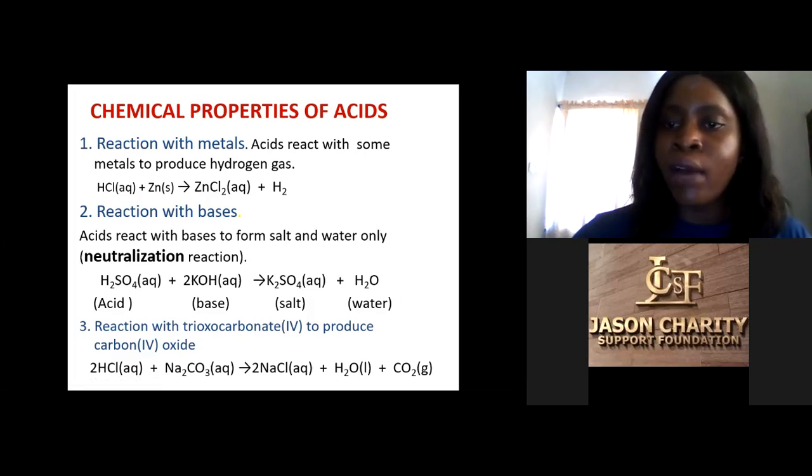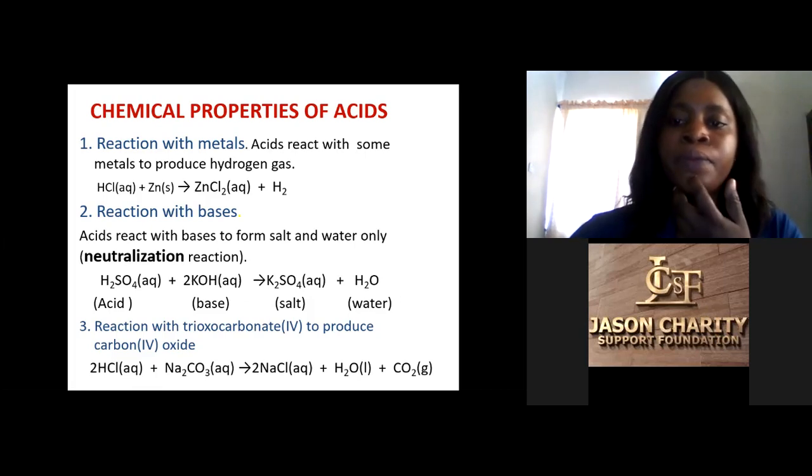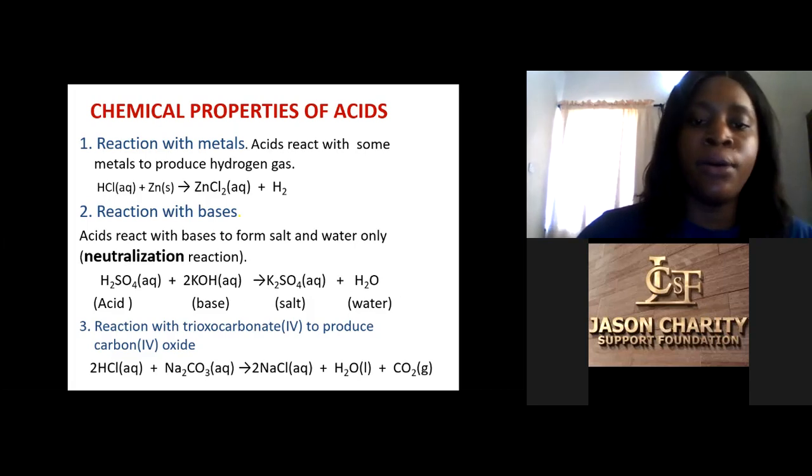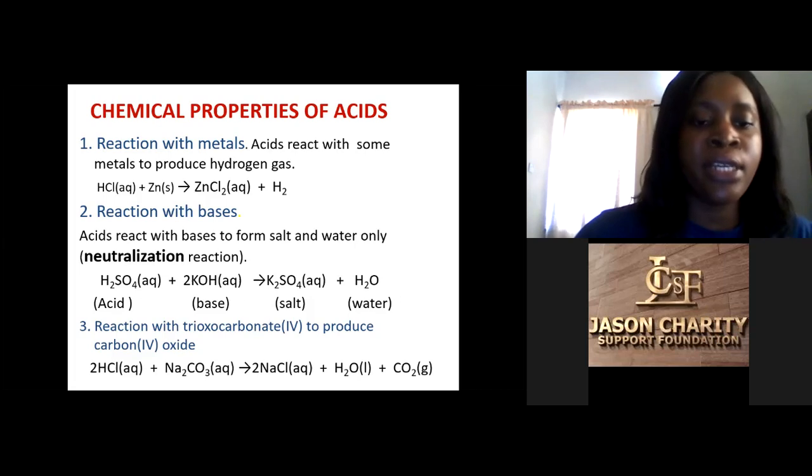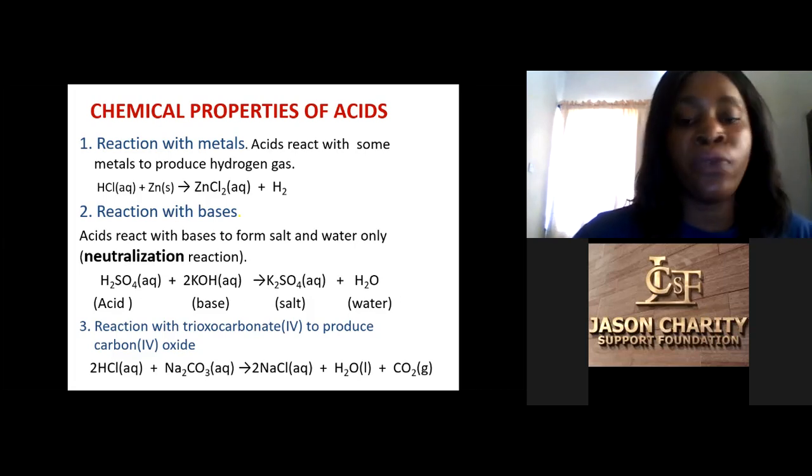Now I also have a reaction between an acid and trioxocarbonate 4 salts. So when an acid reacts with trioxocarbonate 4 salts, carbon 4 oxide is produced in the process. So here is a reaction between hydrochloric acid and sodium trioxocarbonate 4 salt.